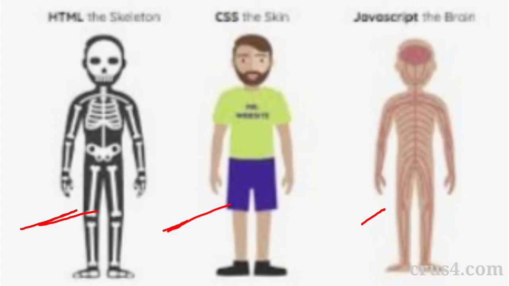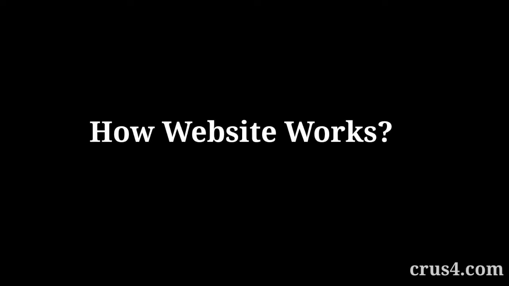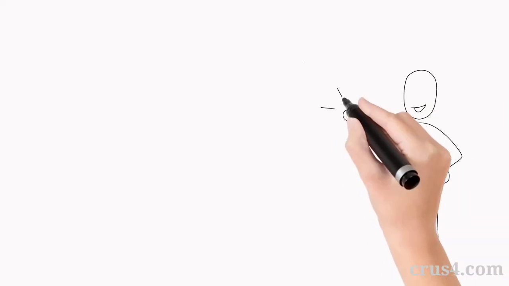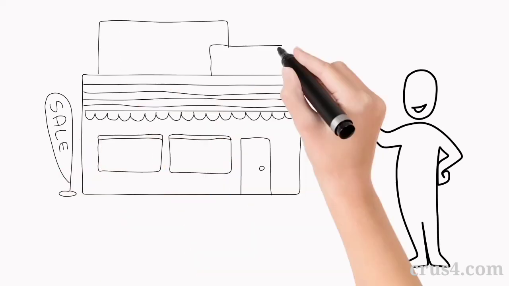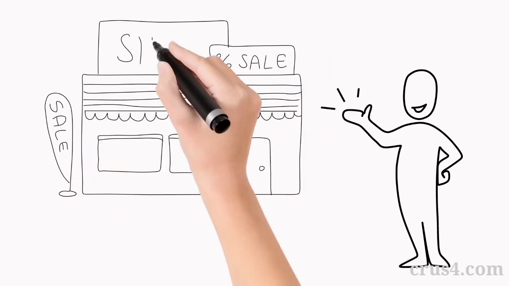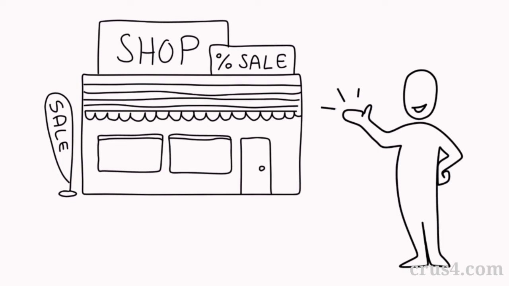So let's move on to the second part of this video, that is how a website works. We will understand the working of a website with a simple real life example. Let's say you decide to open a shop in the real world. The first thing you have to do is rent a space for the shop. Similarly, for creating a website, you have to rent a space on a server.